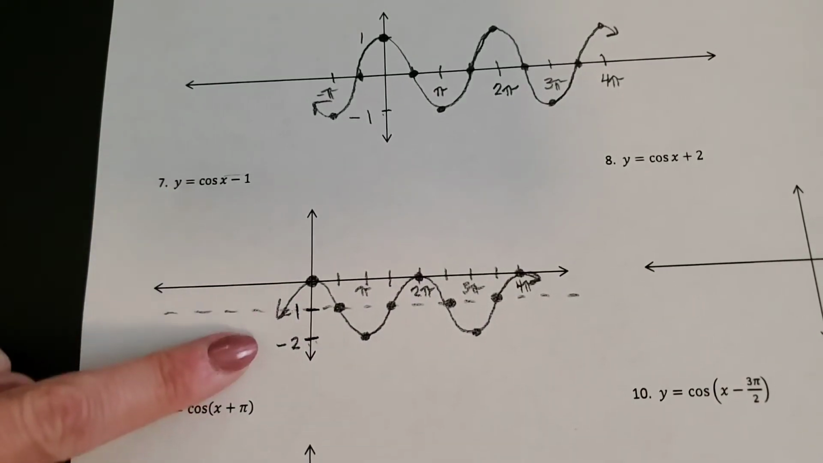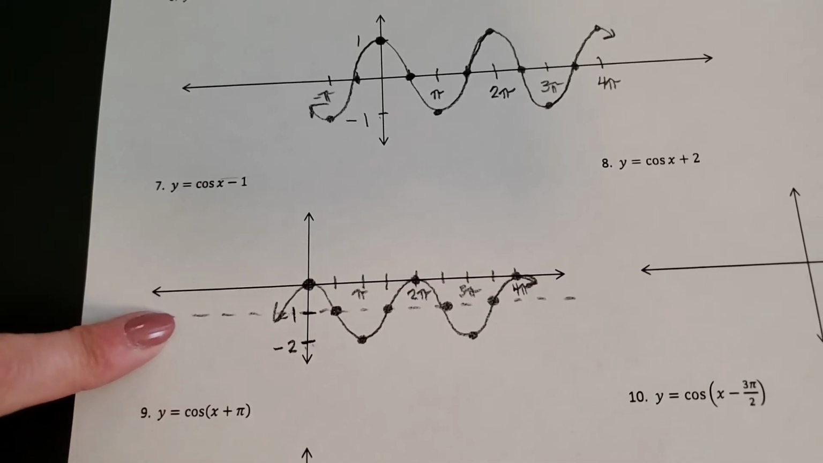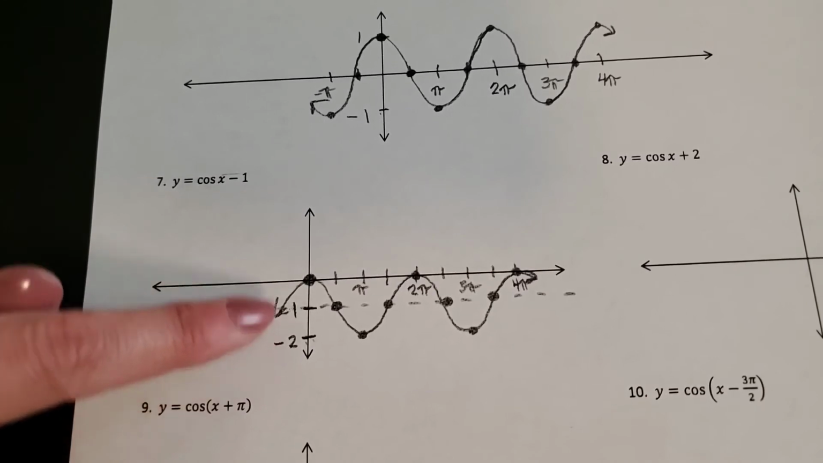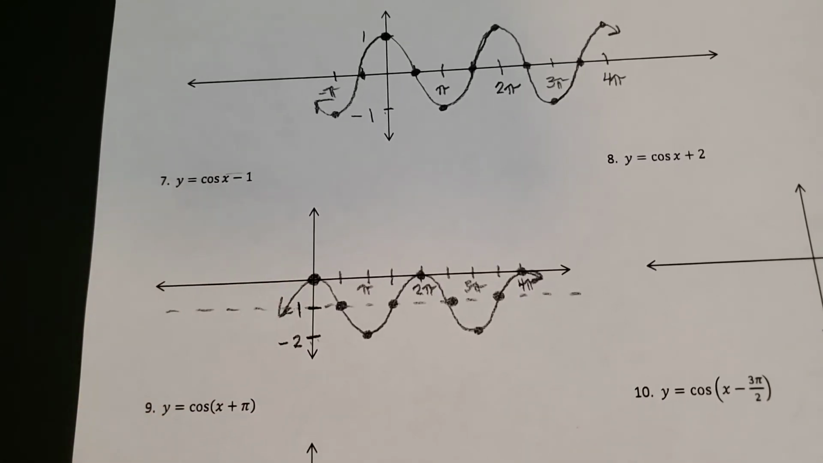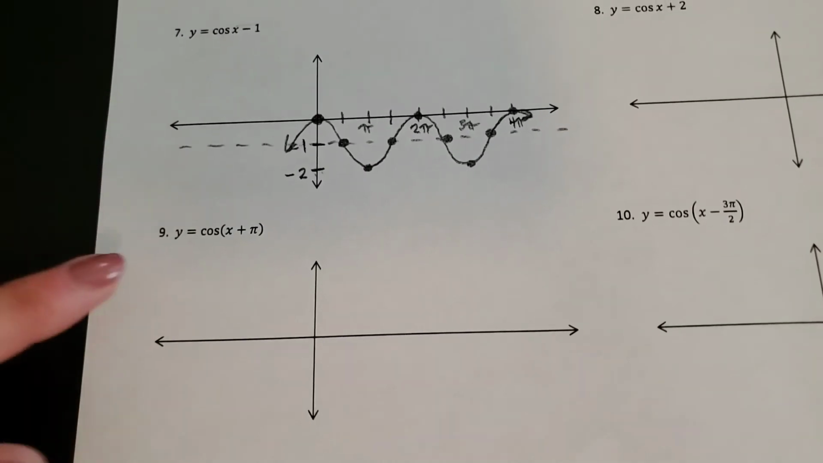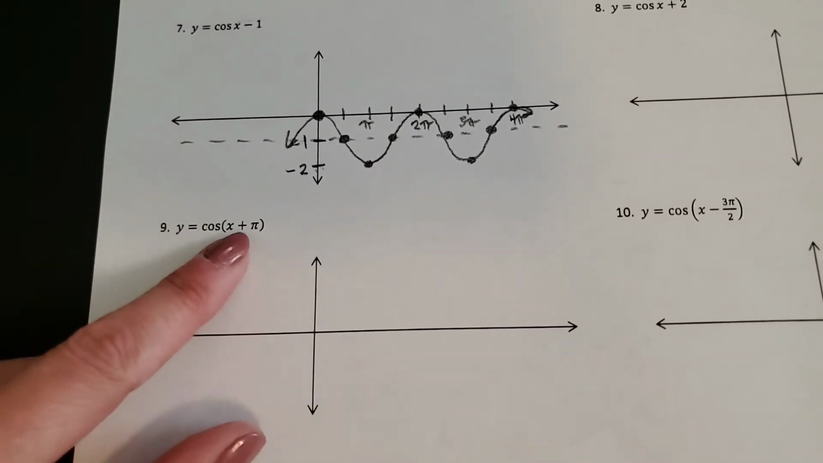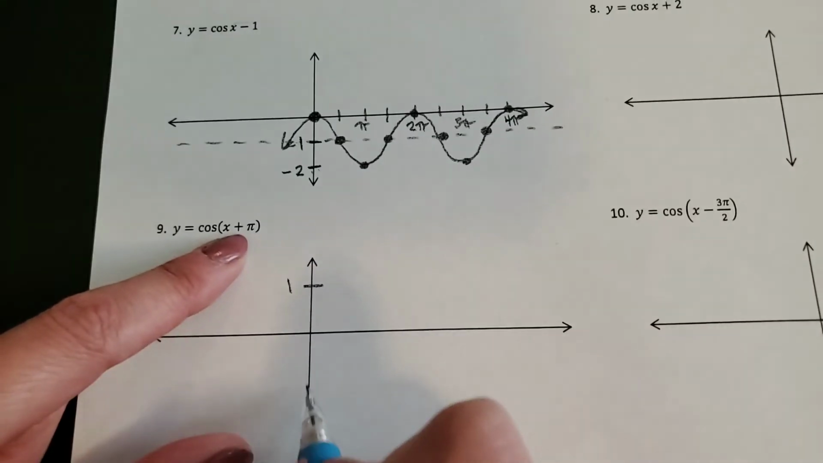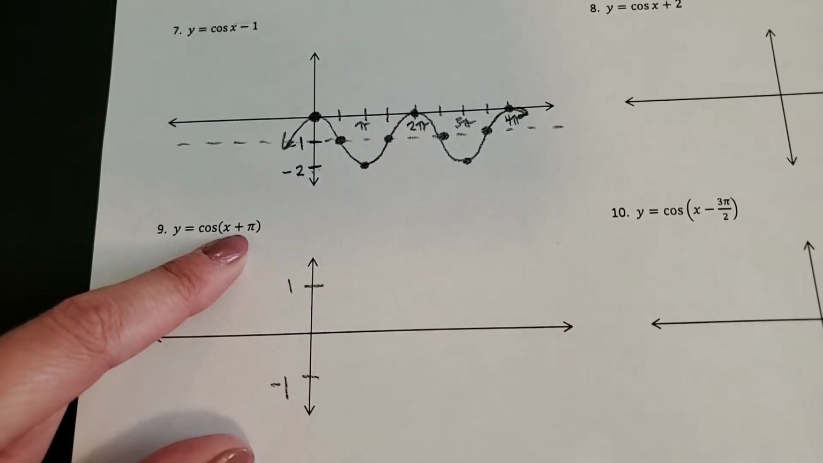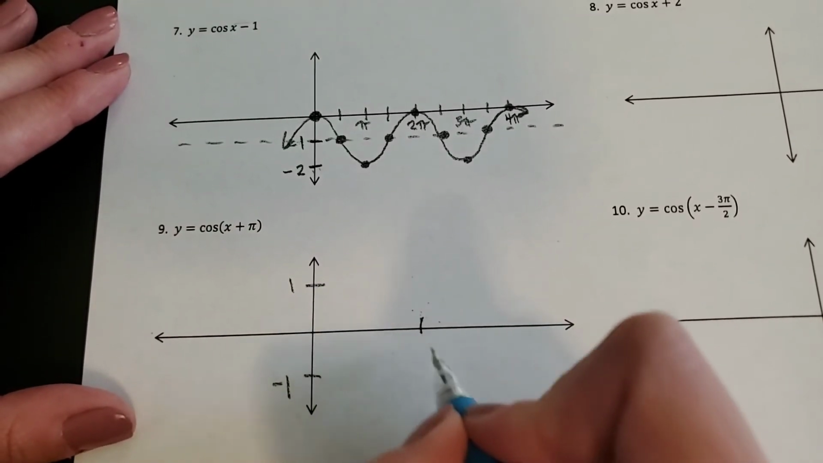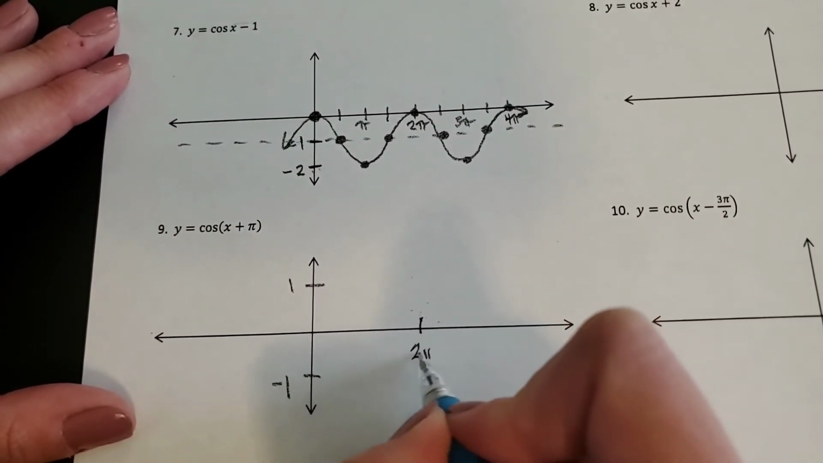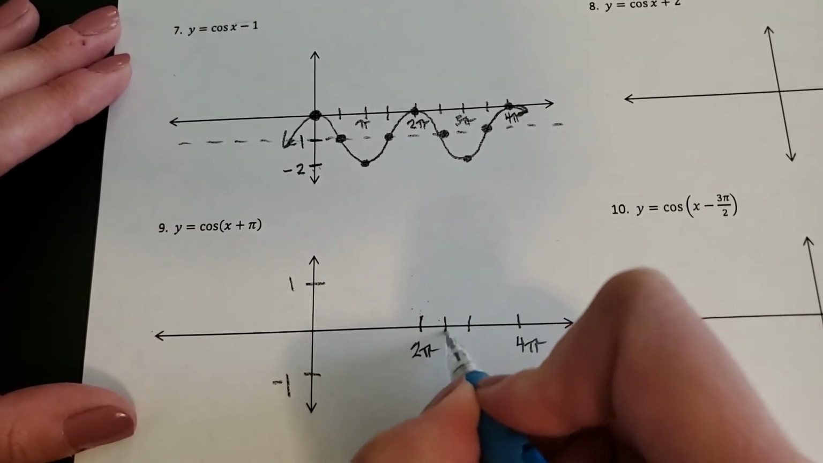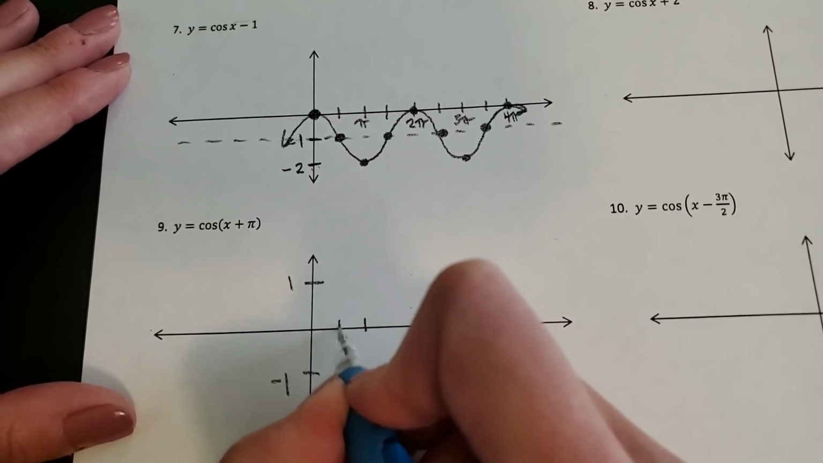These are all of the pieces that I want to see on your graph. I want to see the midline as a new dotted line. I want to see scaling on the vertical axis and on the horizontal axis. What will happen here? Well, we'll be shifting to the left pi. So the maximum stays at 1, the minimum stays at -1. I'm going to scale as normal to 2 pi and 4 pi, and then I will split those into quarters.